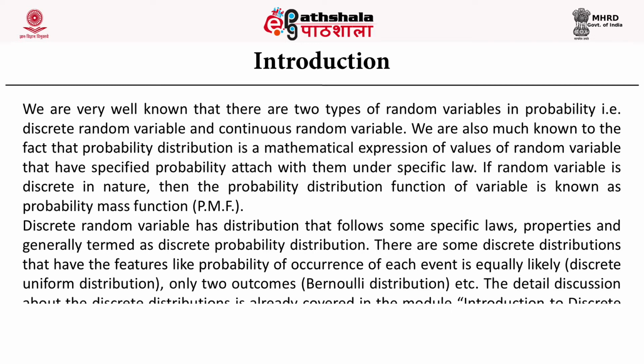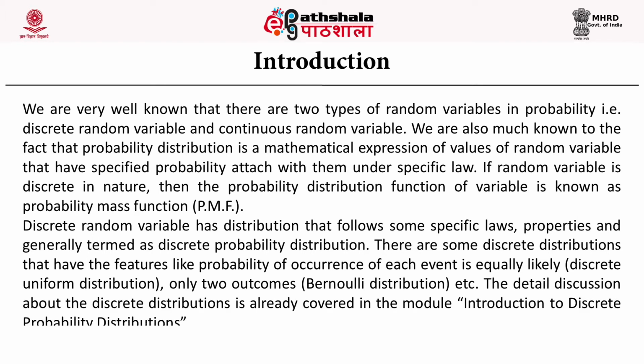There are some discrete distributions that have features like the probability of occurrence of each event being equally likely, the discrete uniform distribution, and only two outcomes, that is the Bernoulli distribution, etc. The detailed discussion about the discrete distributions is already covered in the module Introduction to Discrete Probability Distributions.